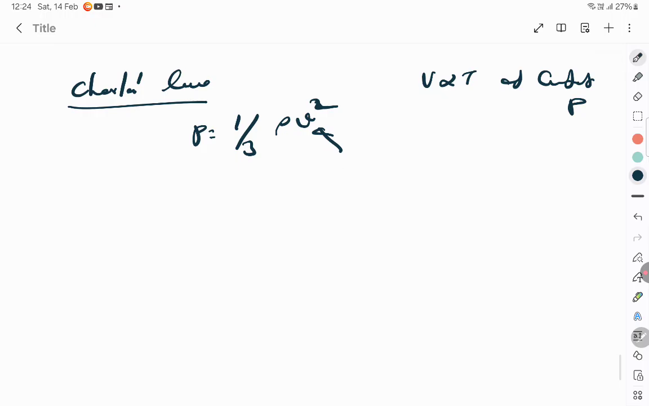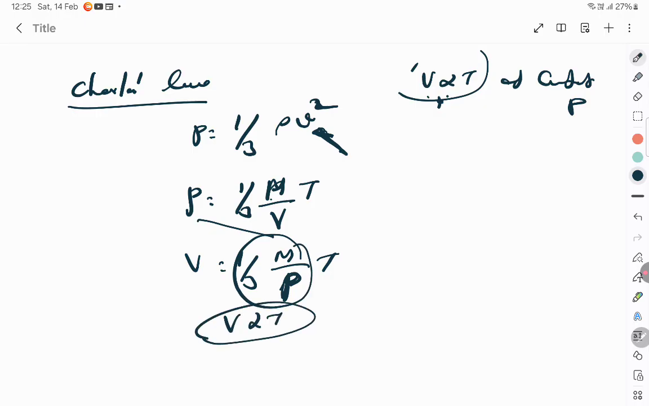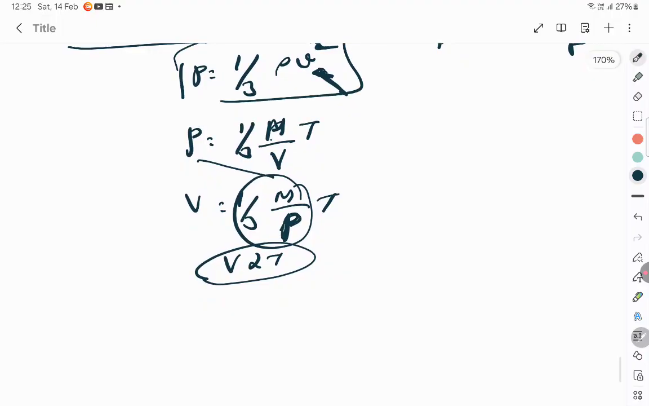Instead of this you can write T, and I am trying to prove that volume has to come. Volume is directly proportional to temperature. I got the temperature here. P is equal to 1 by 3 rho T. I still haven't got volume, but I can take density as mass by volume. Considering that you take this V to the other side and bring the P to this side, this shows that if these are constants, V is directly proportional to T. Hence, we have arrived at Charles' law using the pressure formula.